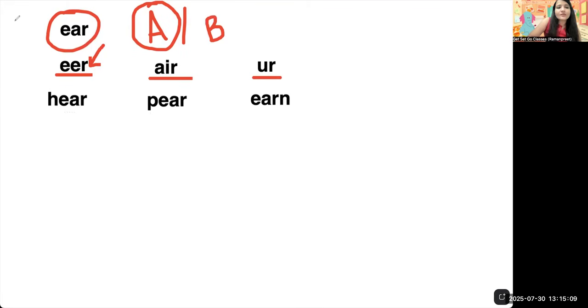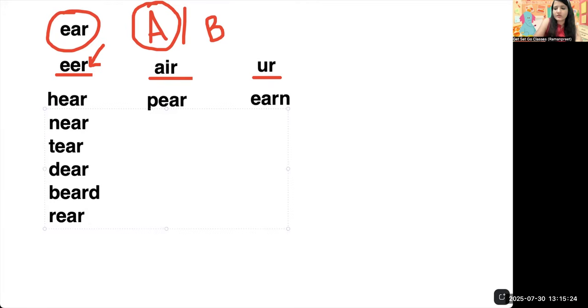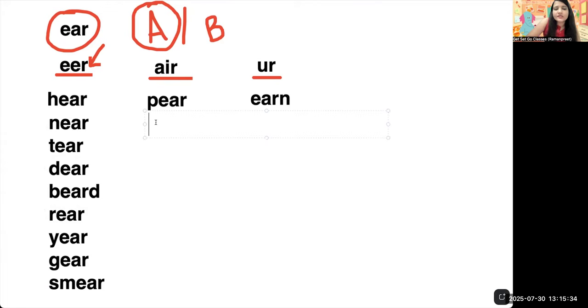All right, so let's check some more words over here. Near, tear, dear, beard, rear. Read with me, all of you. Ear, gear, smear. And a few words in the AIR sound.